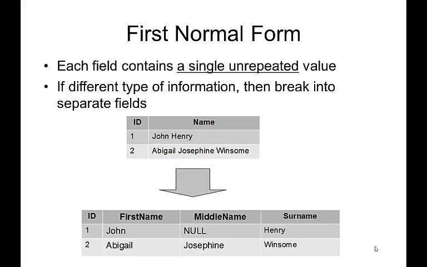So here's a very simple example of names. We've got one field in our initial table with name as an attribute. So in our logical design, we had an attribute name. And that name field might be John Henry, Abigail, Joseph, Winsome, whatever, 3 names, 2 names. That's very straightforward.